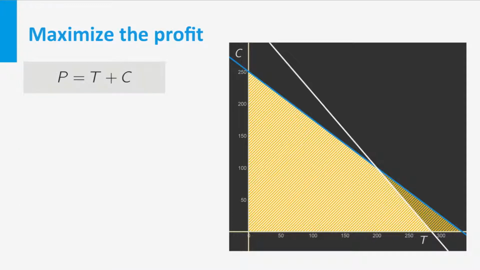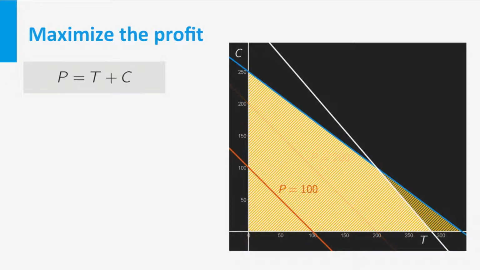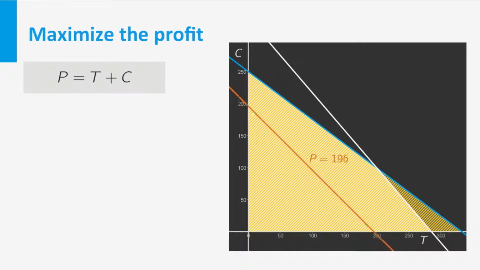Next, we also draw lines representing the profit P. Suppose you want P to be equal to 100, then this corresponds to the line T plus C equals 100, which is the orange line here. The line corresponding to P equals 200 is parallel to the line corresponding to P equals 100. So you see that shifting this line upwards corresponds to making more profit. So you want to shift this line upwards as far as possible. But the line needs to intersect the yellow area, otherwise it corresponds to profit that you cannot actually make.